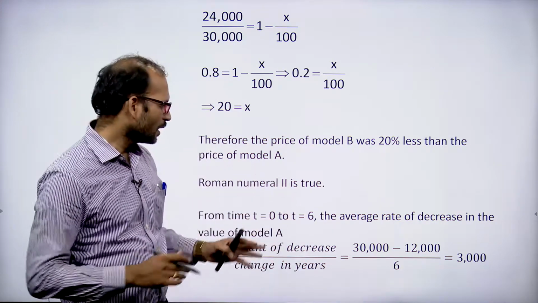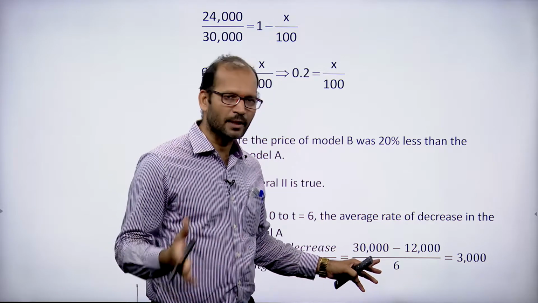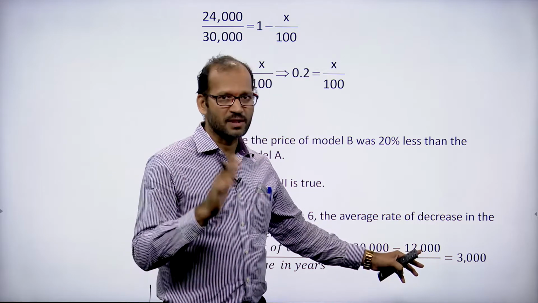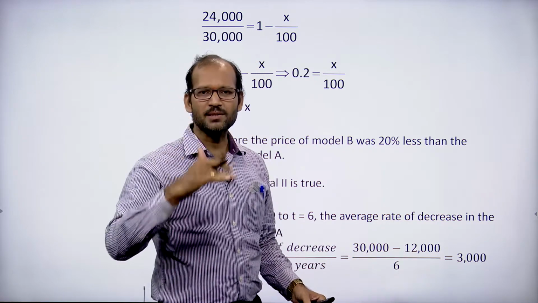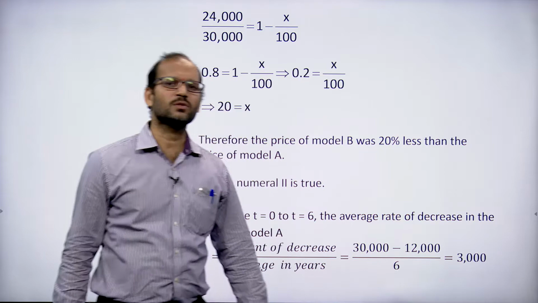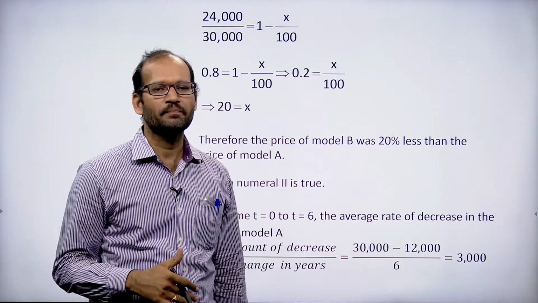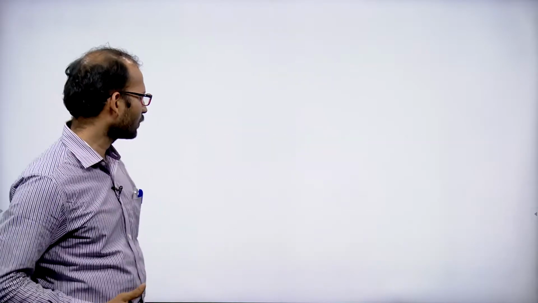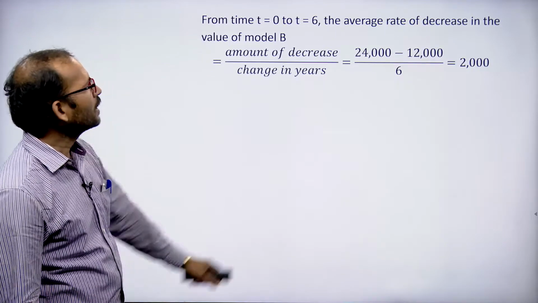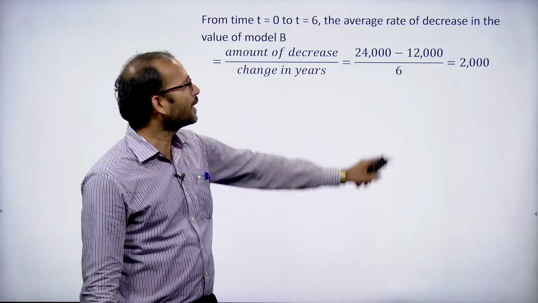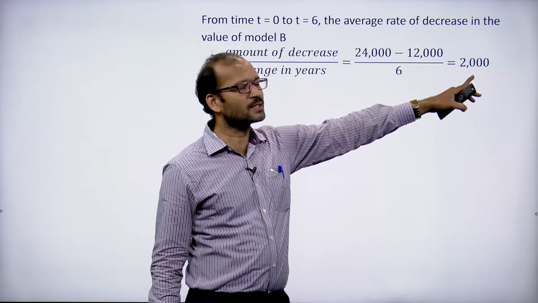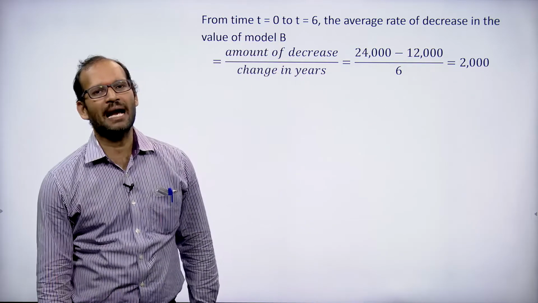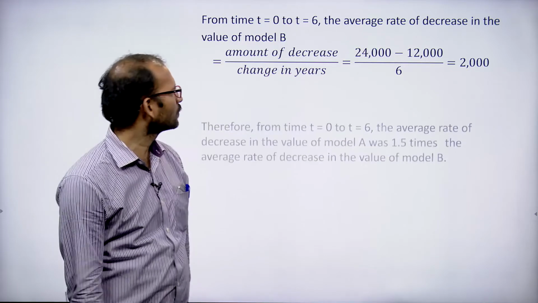How much is decreased? Initially 30,000 at time t equals 0 and 12,000 after 6 years. So 18,000 is the decrease, 18,000 by 6 gives you 3,000. So this is the average rate of decrease of model A, right. Coming to model B, initially it was 24,000 and after 6 years 12,000. So subtracting, 12,000 by 6 is 2,000. 2,000 is the average rate of decrease in model B, okay.